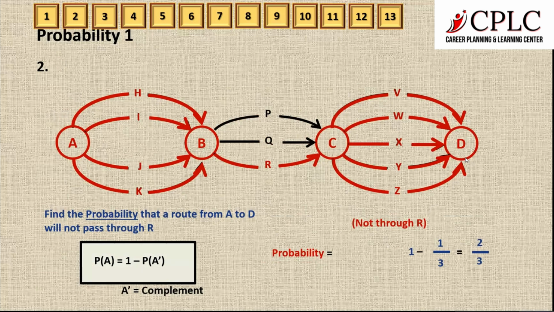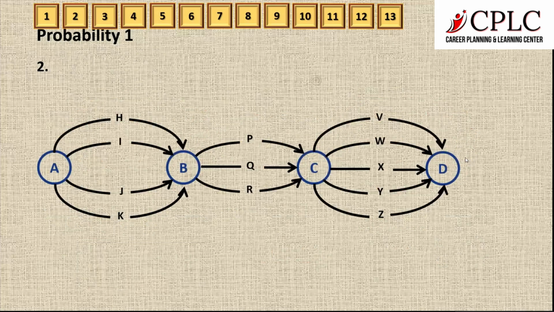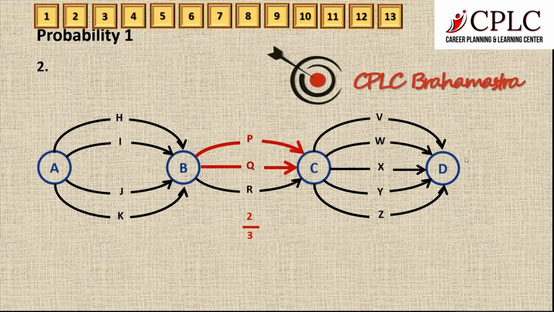So there were two ways to solve this question. Now we can also consider individual probabilities. From B to C, we have to make not through R. So B to C, there are total 3 routes, but we just have to consider not through R part. Not through R means there are 2 routes. So 2 by 3 is the answer.